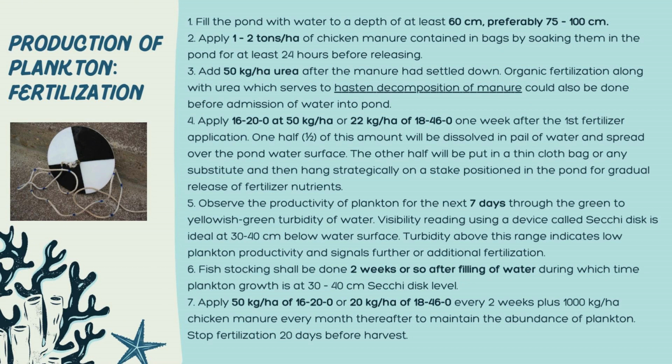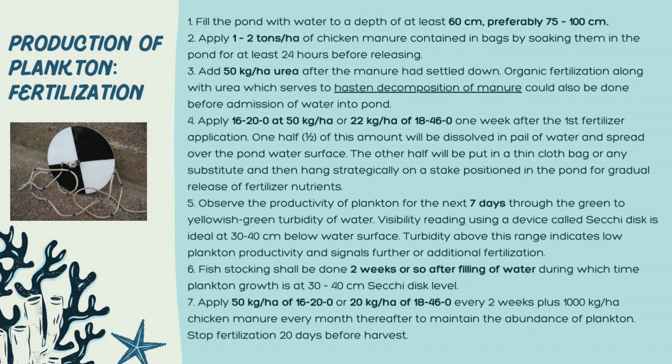One half of this amount will be dissolved in a pail of water and spread over the pond water surface. The other half will be put in a thin cloth bag or any substitute and then hung strategically on a stake positioned in the pond for gradual release of fertilizer nutrients.